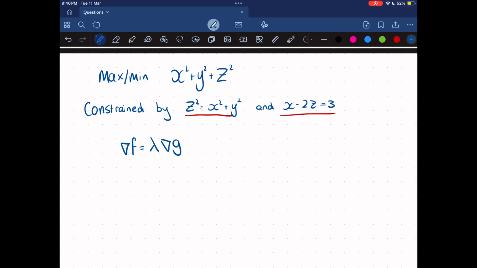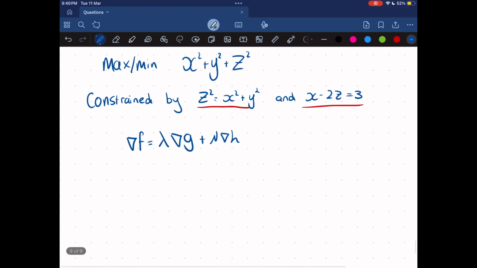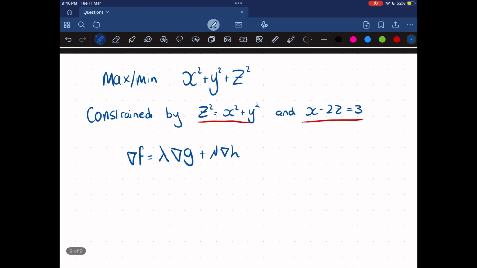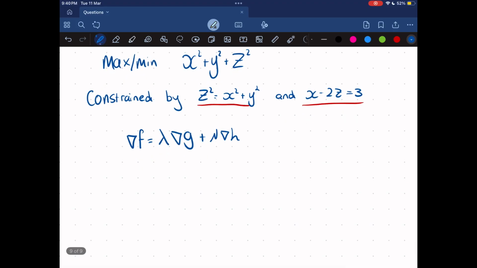But in this case, since we have two surfaces that are the constraints, we will add a second one on, and I'll say mu times the gradient of h. So now we have an equation set up. The way I like to tackle these problems is to define everything. So f of x, y, z is equal to x squared plus y squared plus z squared.